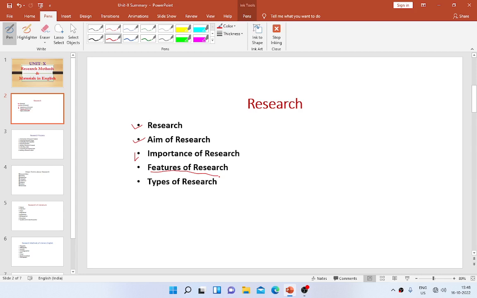The second characteristic of research is reliability. Reliability in the context of research means consistency. It refers to the extent to which an investigation produces consistent results. It can also be termed verifiability. Research is verifiable also.